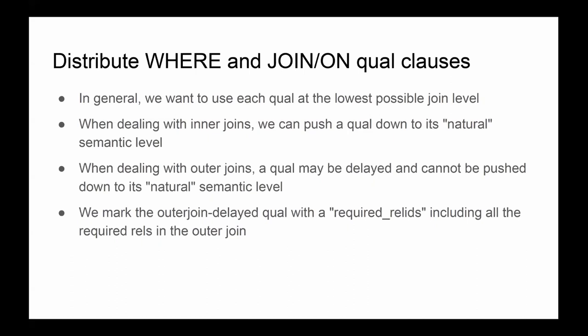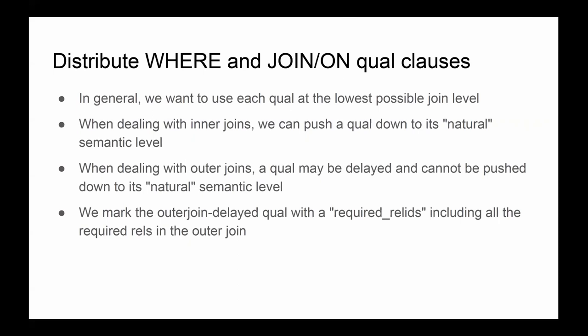In general, we want to use each clause at the lowest possible join level. When dealing with inner joins only, we can push a clause down to its natural semantic level, by which I mean the level associated with just the base rels used in this clause. However, when dealing with outer joins, a clause may be delayed and cannot be pushed down to its natural semantic level.